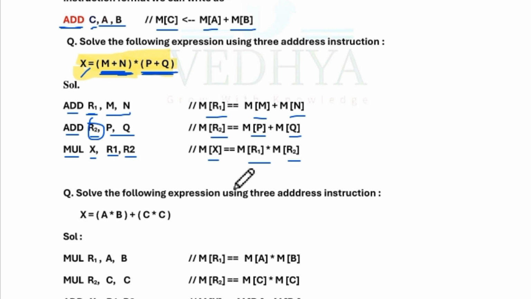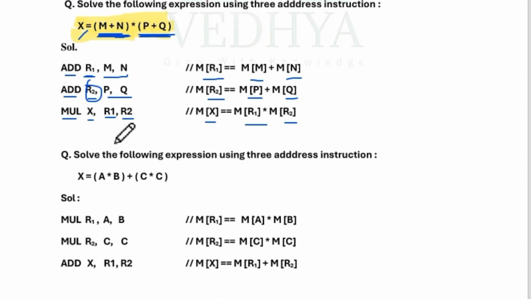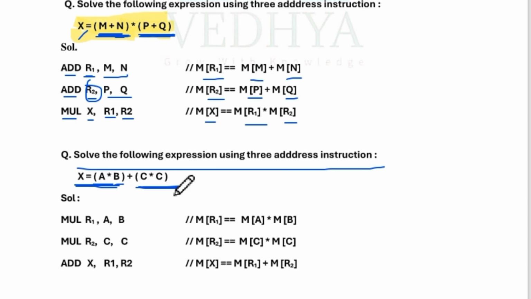Let's understand this with another example. What is the problem given here? Solve the following expression using three address instruction. The expression is X equals A star B plus C star C. In the case of the previous one, the expression was divided into two sub problems. Again we have to divide this expression into two sub problems. Here A star B and C star C are the two sub problems. We have to divide A star B and C star C.